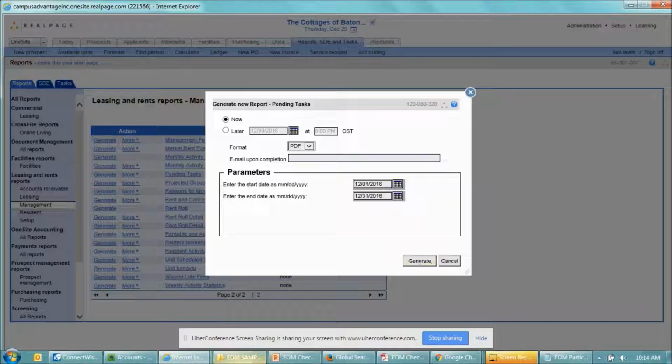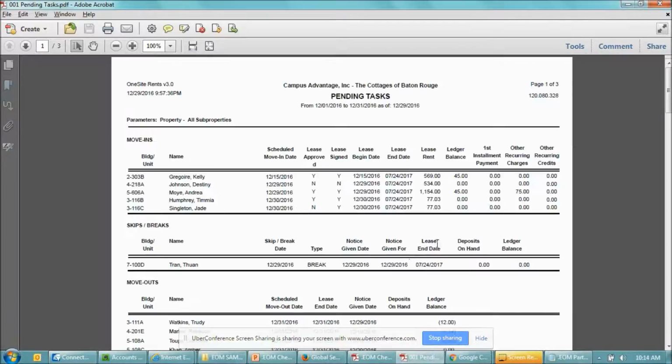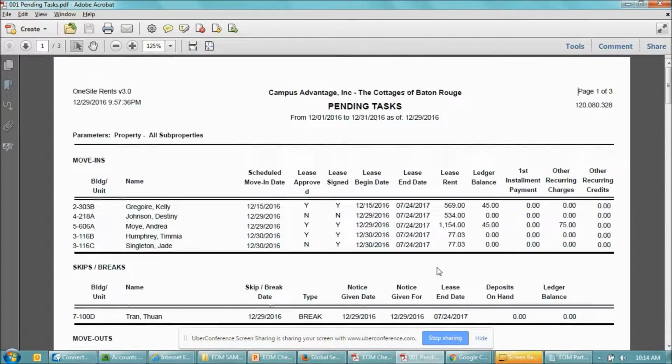I actually ran this morning. So that's the ideal parameter for the pending tasks report. And for Baton Rouge, this is what the report will look like.